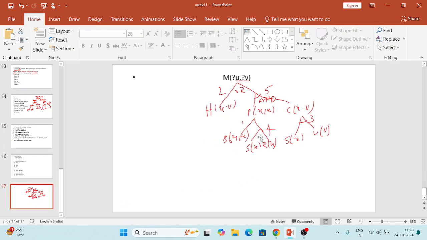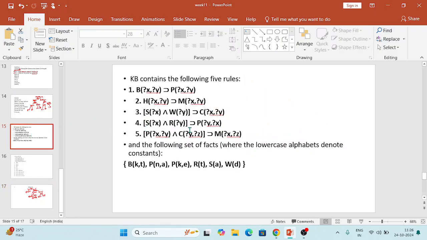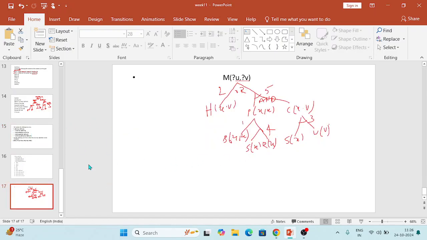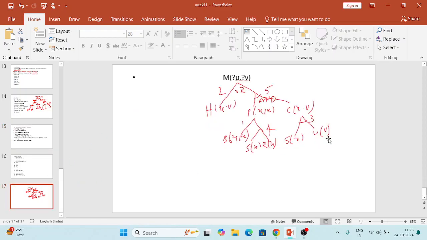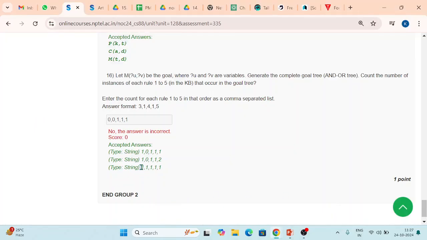So rule 1, rule 4 means again we are having S and R. Again we are having this third one, C by S and W. We are having only one option for getting the C, that is rule 3. Now if you see what rules we applied, 1, 2, 3, 4, 5, all rules we applied here. So that's why they had given this option also, 1, 1, 1, 1. But better follow this.